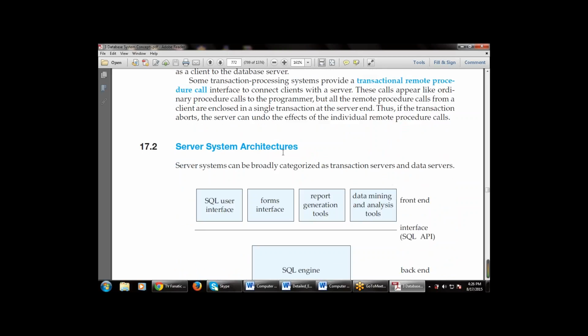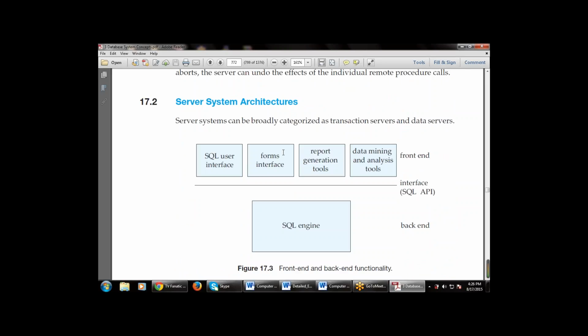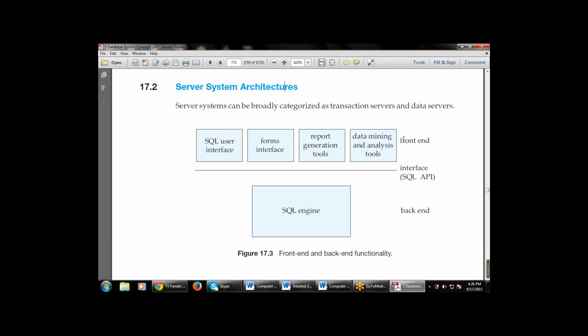The next topic is the server system architecture: how to use it, and into what main categories the server system can be divided. It is divided into two parts: one is the transaction server and one is the data server. This is available at the back end, and this is the interface between the front end and the back end.